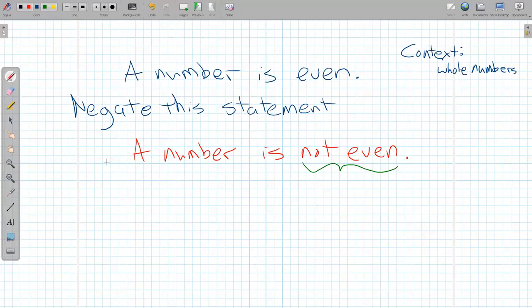So if the context was whole numbers, then I could say, yeah, another way to negate this would be: a number is odd, if I assume odd means the same thing as not even. Now, there are numbers that aren't whole, like fractions and decimals.